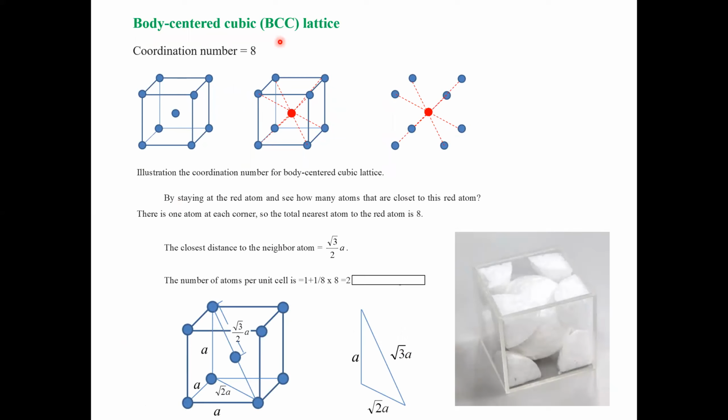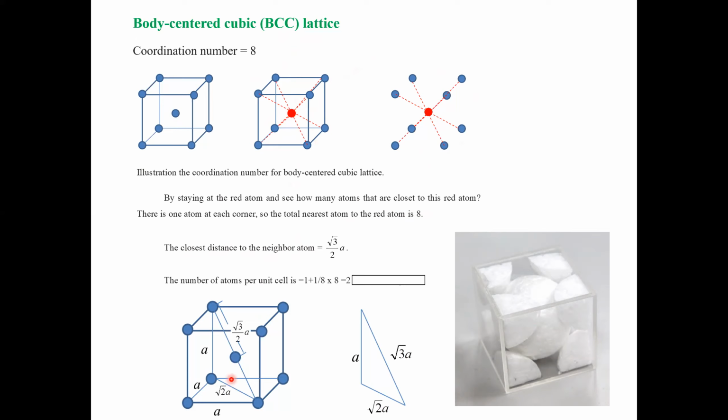Okay, let's move to BCC, the body center cubic lattice. 1 in the middle here. Look up, we have 8. Then look down, there is another 8, just like this. So how many is the coordination number for the BCC lattice? 8, right?